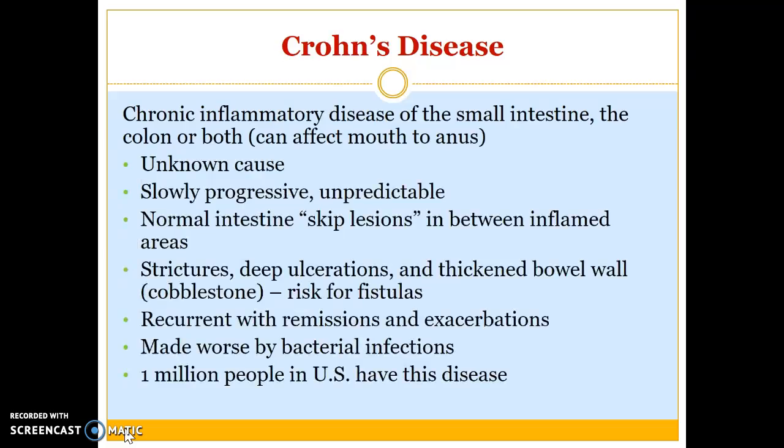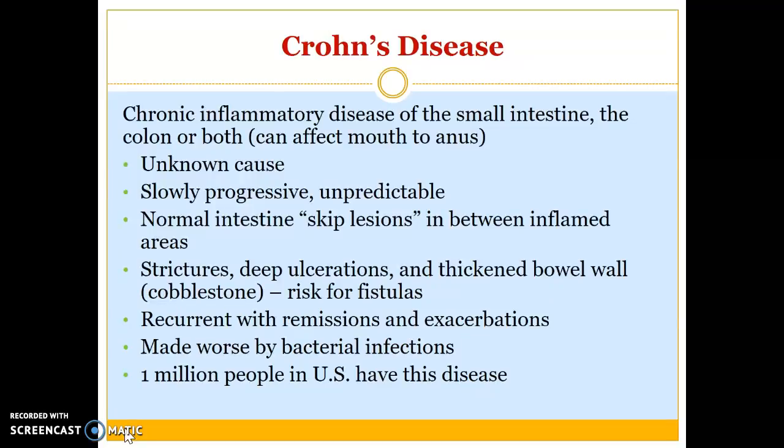Now moving on to Crohn's disease. Again, it's the second chronic inflammatory disease of the small intestine, the colon, or both. So the difference with Crohn's disease is it can affect the small intestine as well as the colon. So it can be anywhere in that 30 feet of intestinal tract, like we talked about, from the mouth to the anus. It has an unknown cause.